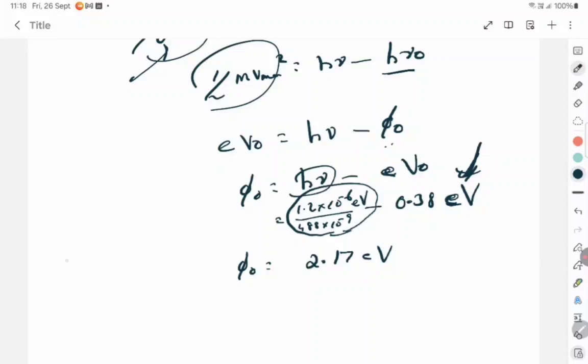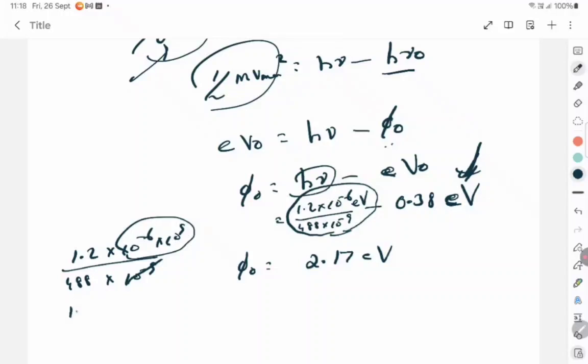And how do you do the calculation manually? To make it easier, 1.2 into 10 to the power minus 6 by 488 into 10 to the power minus 9. If you take this up, it's 10 to the power 9, which makes it 10 to the power 3. So 1.2 into 10 to the power 3 by 488. Multiply it inside, you get 1200 by 488.